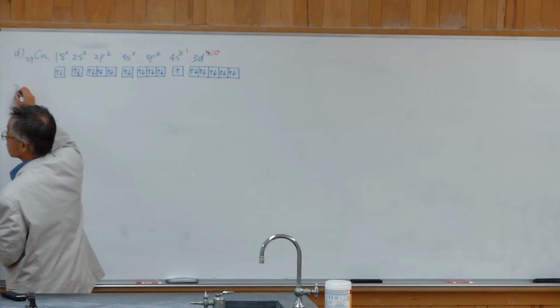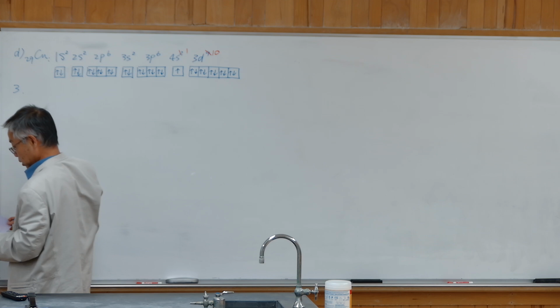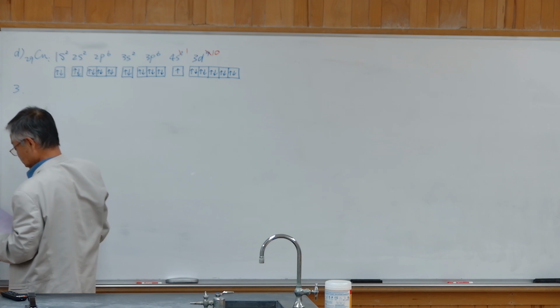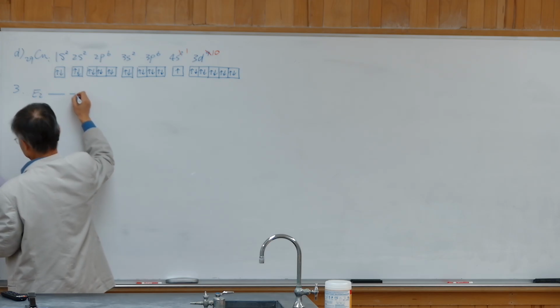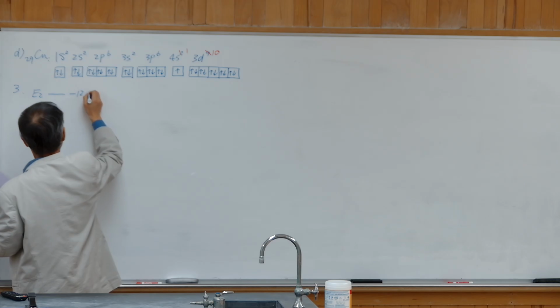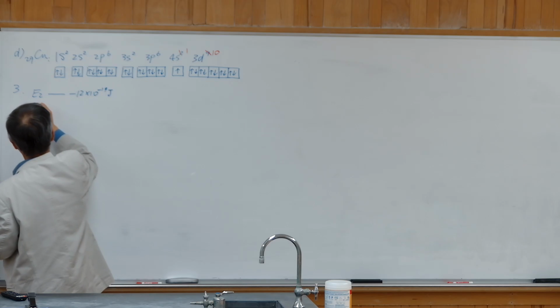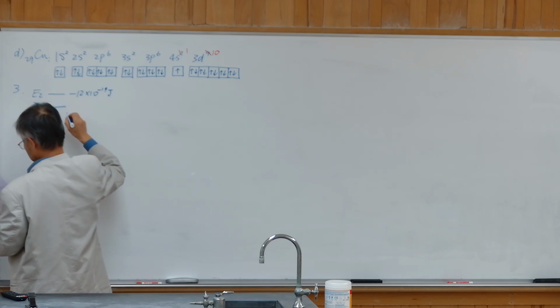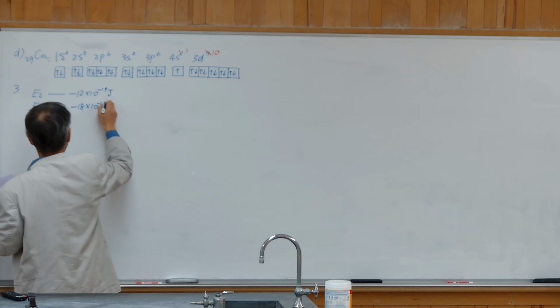Then question 3. Here are 2 energy levels of a hypothetical atom. So E2 is negative 12 times 10 to the negative 19th power joule. E1 is negative 18 times 10 to the negative 19th power joule.